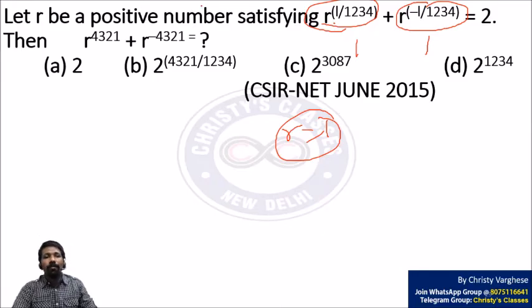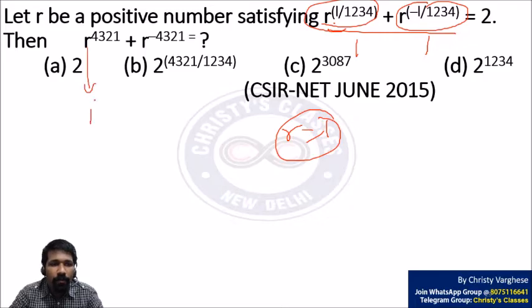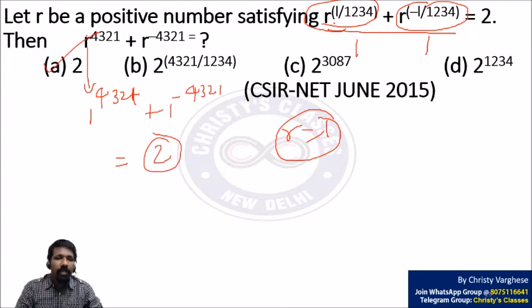You got the value of R, so you don't have to mathematically solve it to find the value of R, na? Now just substitute that 1. 1 raised to something plus 1 raised to minus that same something. 1 raised to anything is going to be 1 itself. So 1 plus 1 is again 2 itself. So option A is the clear answer. Very simple if you are logically thinking the basic math you know. So option A is the answer.